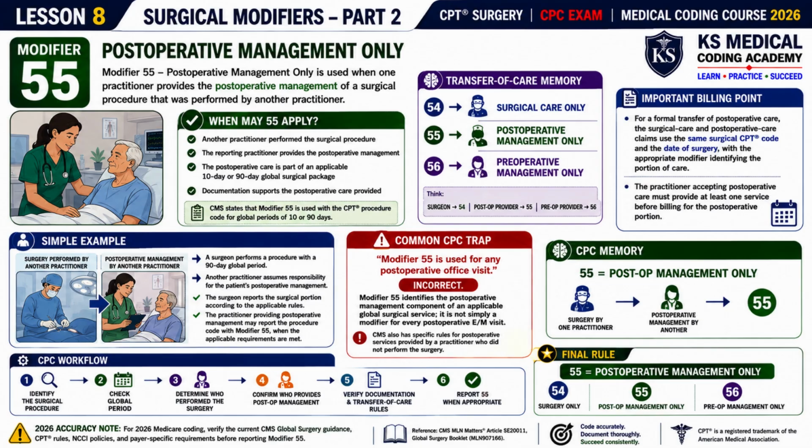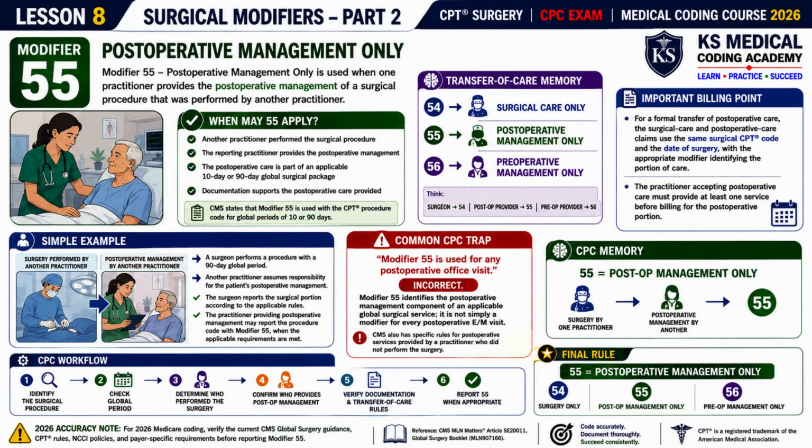Now let's learn about Modifier 55, postoperative management only. Modifier 55 is used when one practitioner provides postoperative management for a surgical procedure performed by another practitioner, when the applicable global surgery and payer requirements are met. For Medicare, Modifier 55 is used with procedures having 10-day or 90-day global periods. Remember the transfer of care sequence: 54 equals surgical care only. 55 equals postoperative management only. 56 equals preoperative management only.